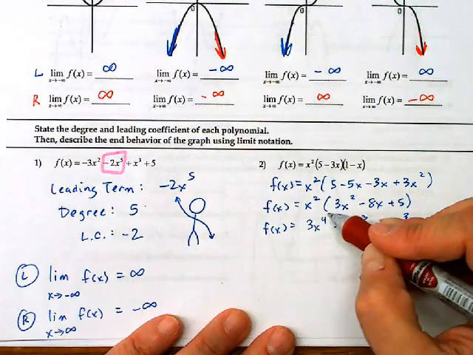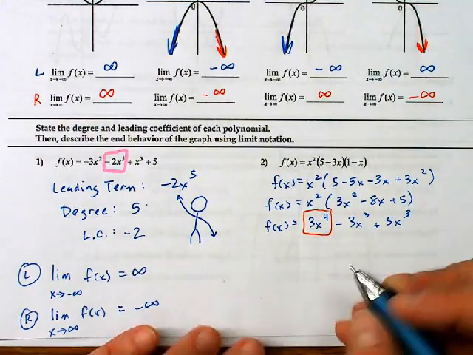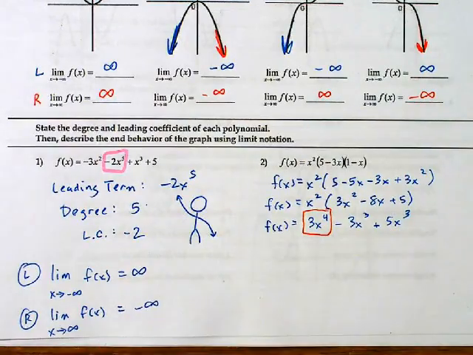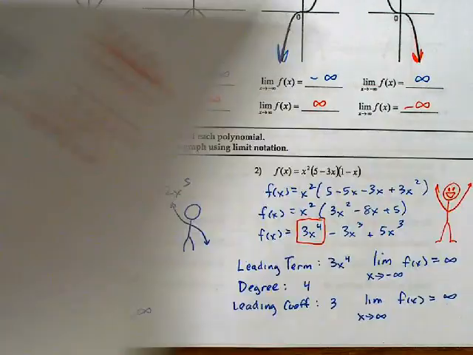And I know the secret to the end behavior lies in the leading term of 3x to the 4th. So, could you please pause the video and write down for yourselves what you believe the leading term, leading coefficient, degree, and end behavior with limit notation should be. All right, welcome back everybody. Let's see how this played out.